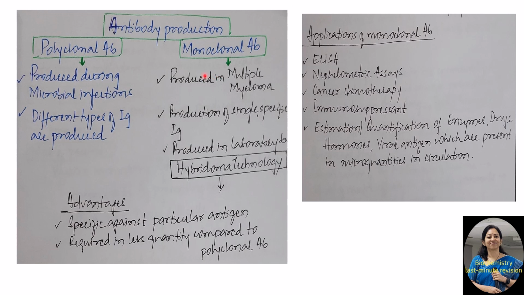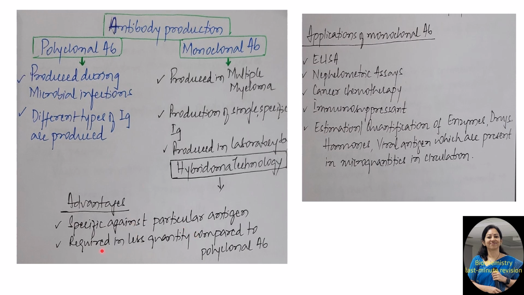Now what are these monoclonal antibodies? These monoclonal antibodies are mainly produced in multiple myeloma. Multiple myeloma is a malignant transformation of a single clone of plasma cell, and there can be production of only IgG or only IgM, especially the light chains. So it is mainly characterized by production of a specific single immunoglobulin. So this is whenever an individual develops conditions like multiple myeloma. Other than this, monoclonal antibodies can be produced in the laboratory by hybridoma technology.